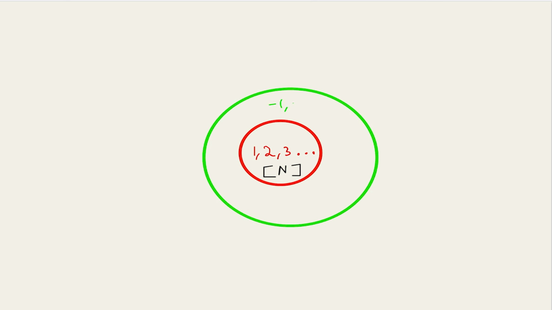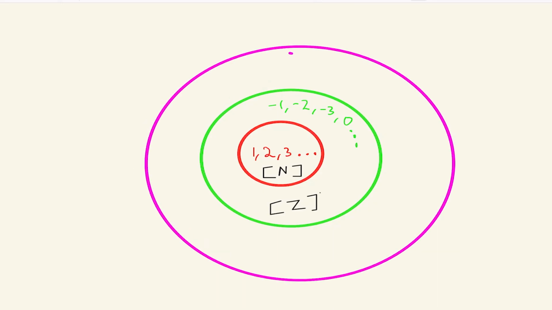Then we have integers, which are all the numbers in the red natural number set, but also the negative whole numbers and zero represented in the green circle. The pink circle represents rational numbers. These are the fractions that you can write using the integers. The only exception is the bottom part of the fraction, known as the denominator, cannot be zero.